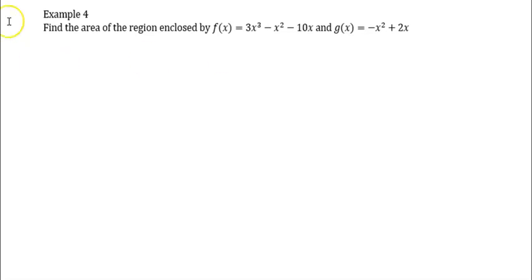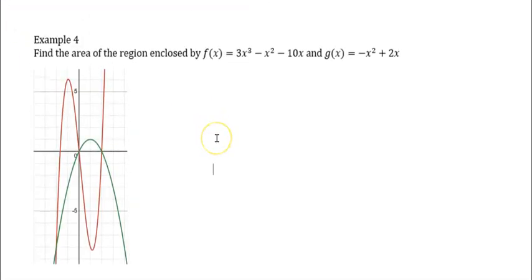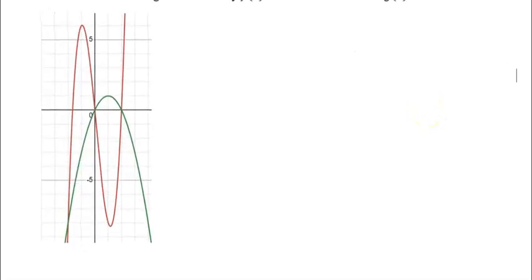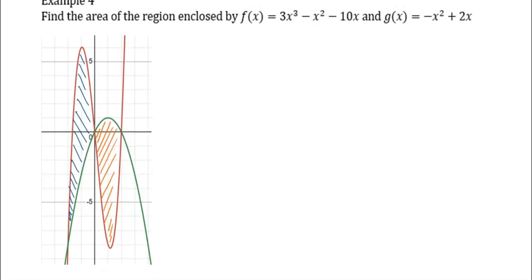So to help us with that, here is a graph of this cubic function and this parabola, and notice that there are two different regions that are enclosed by the graphs of these functions. So we have a region over here on the left that I'm shading in dark blue, and in that region on the left, the cubic function that's in red is on top. Then we have a region on the right that I'm shading in orange, and in the region on the right, the parabola, the green function, is on top.